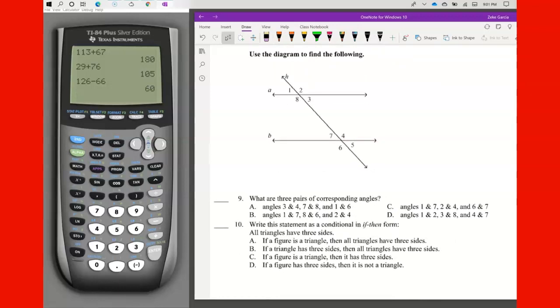Number 9, what are 3 pairs of corresponding angles? So we have 3 and 4 are not corresponding, but angle 1 and angle 7 are corresponding. 8 and angle 6 are corresponding. 2 and 4 are corresponding. So I think your answer, I know your answer is B.